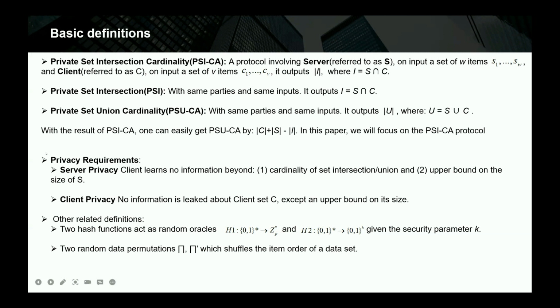For these protocols, we have the following privacy requirements. First of all, the server privacy: the client knows no information beyond the cardinality of the set intersection or union, and an upper bound on the size of S. For the client privacy, no information is leaked about the client set C, except an upper bound on its size. Other related definitions in this presentation: we have two hash functions acting as random oracles, H1 and H2, and two random data permutations, which will shuffle the item order of the data set.